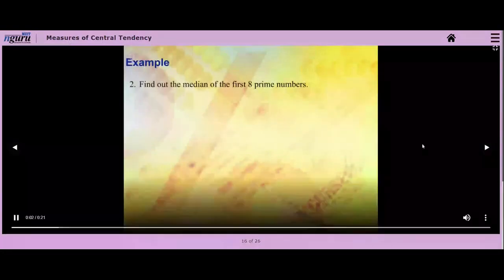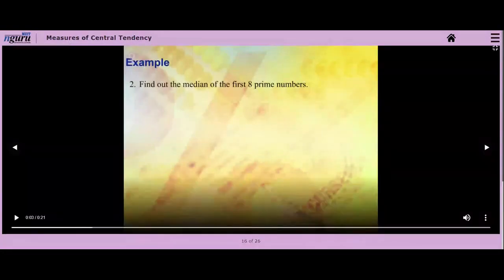Find out the median of the first 8 prime numbers. Which are the first 8 prime numbers? 2, 3, 5, 7, 11, 13, 17, 19, ma'am. 1 is not a prime number. 1 is a unique number. Starting from 2: 2, 3, 5, 7, 11, 13, 17 and 19.